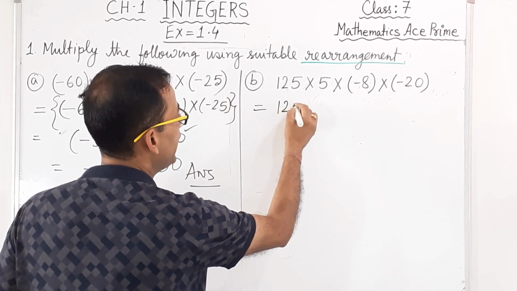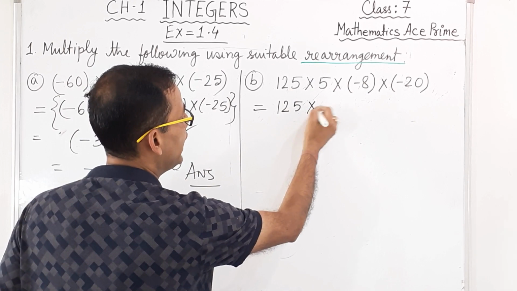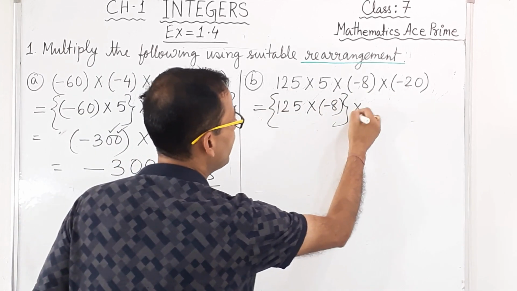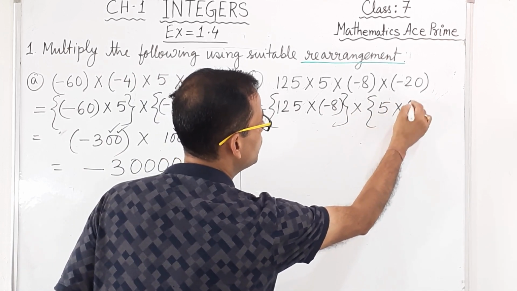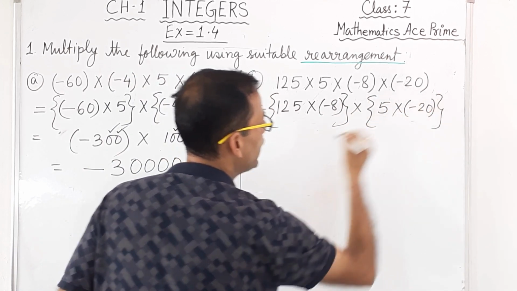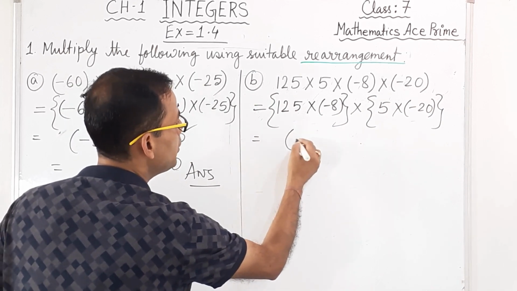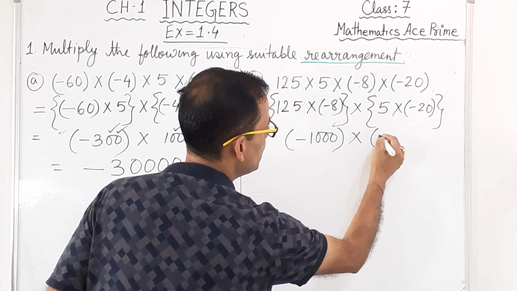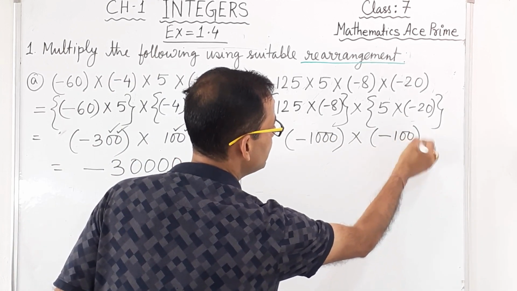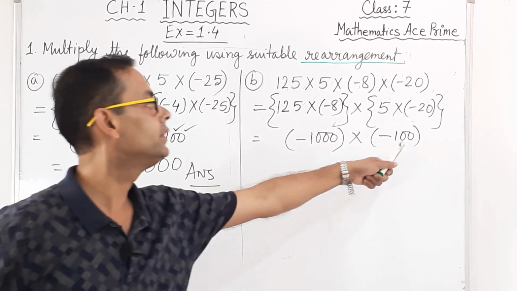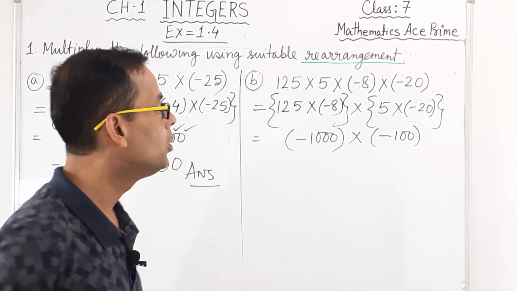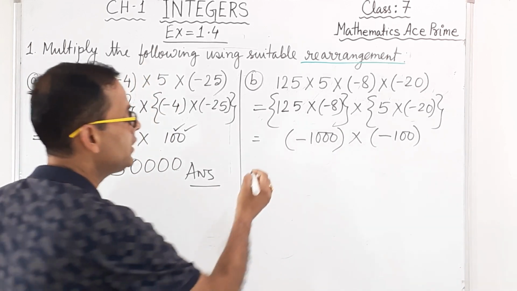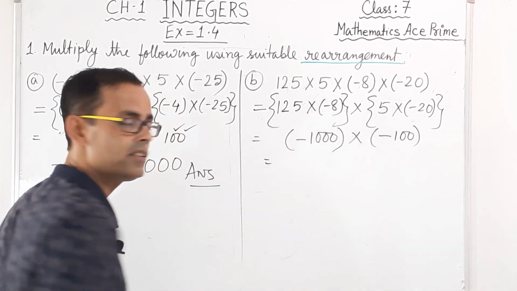So how will I do the arrangement? 125 and then minus 8, this one I will bring together. And after that 5 into minus 20. Now here comes how much? Minus 1000. And here comes how much? Minus 100. See, in the ones place and tens place also there is 0. So multiplication becomes easy. So minus into minus, plus.